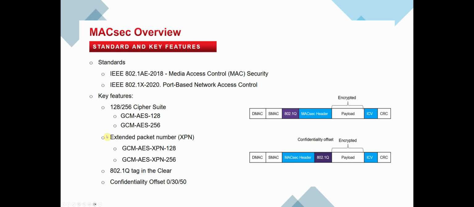This is in case you're doing rekeying and the packet number can run out quickly at high speed. And we support VLANs, either clear text or encrypted. So that's part of our offering as well. And confidentiality offset can be 0, 30, or 50. The 0 is the default, but you can set it to either 30 or 50. So you move your encryption to the inside of the packet in case you need it for a specific header here.